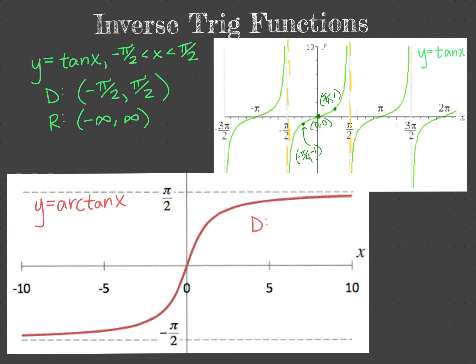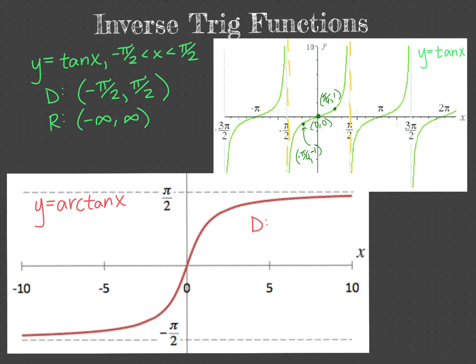Our domain should in fact be all reals. And as we can see, as we look from left to right, even though there's not arrows here, we are approaching the horizontal asymptotes on both the left and the right. And so we can see with the arctan, our left end behavior is negative pi over 2, and our right end behavior is pi over 2. We can plug in any value of x we want, and it will just keep going.